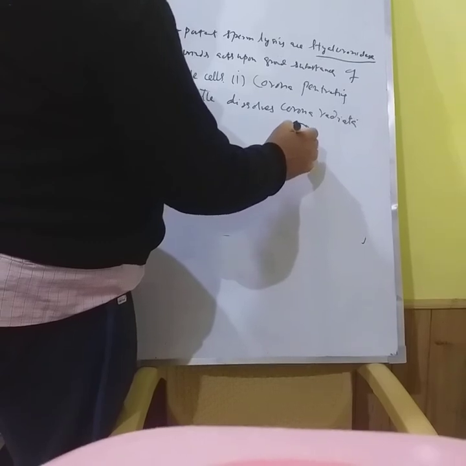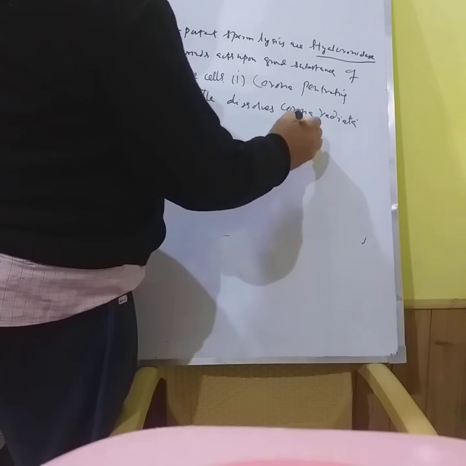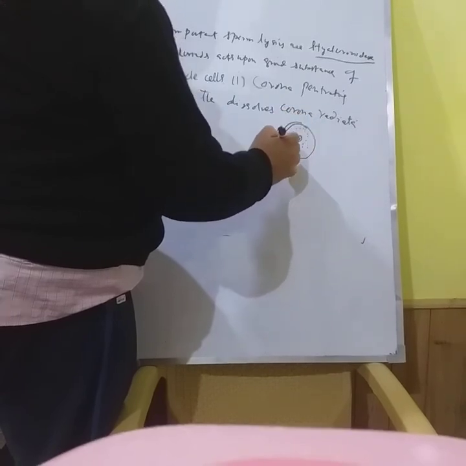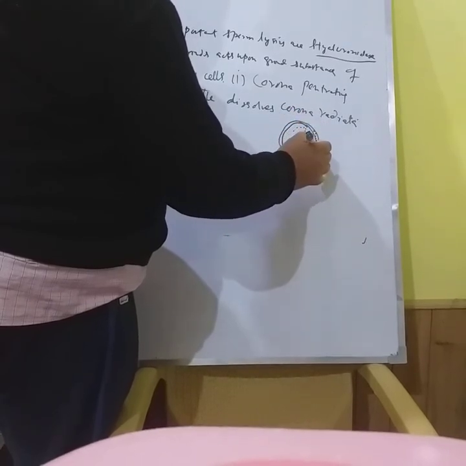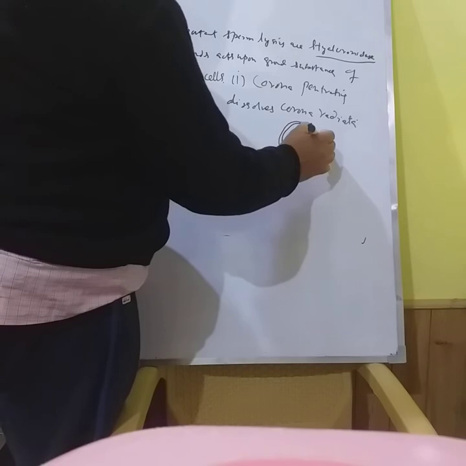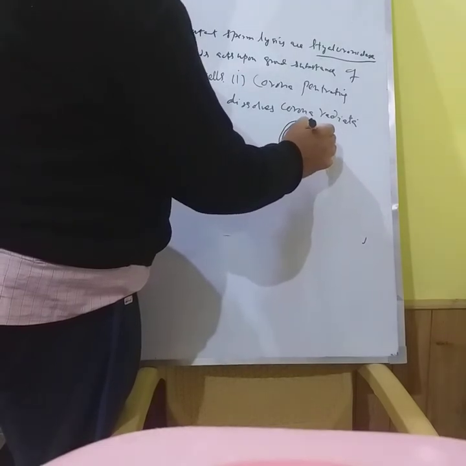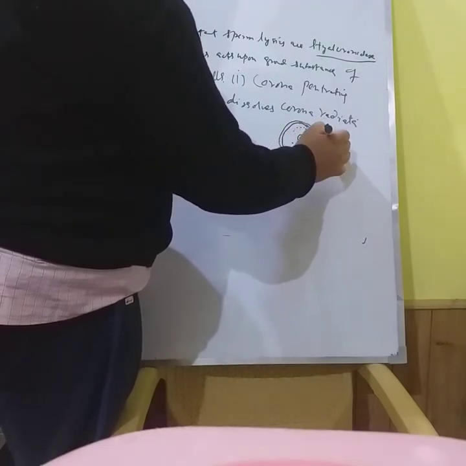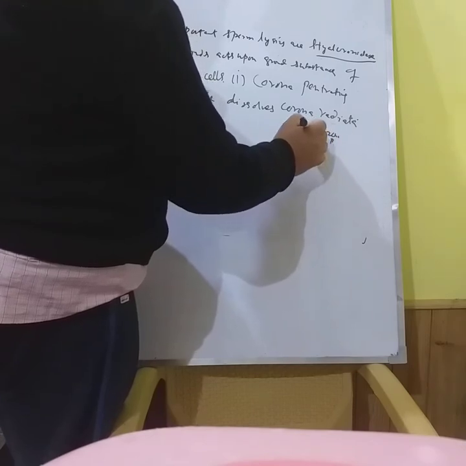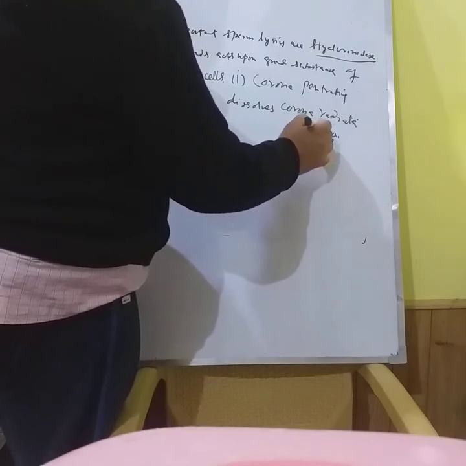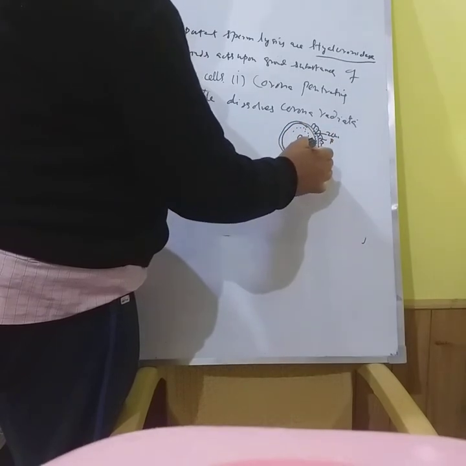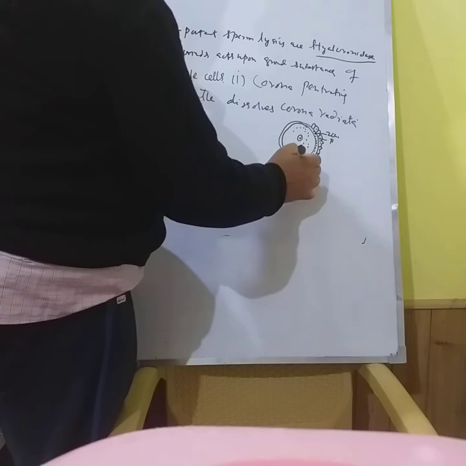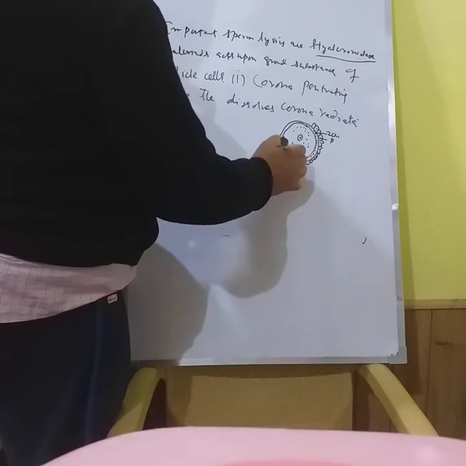this is the cytoplasm and nucleus of the ovum, and this layer is called the plasma membrane, and this is the zona pellucida. After that, it contains the cells. These cells are called the corona radiata.